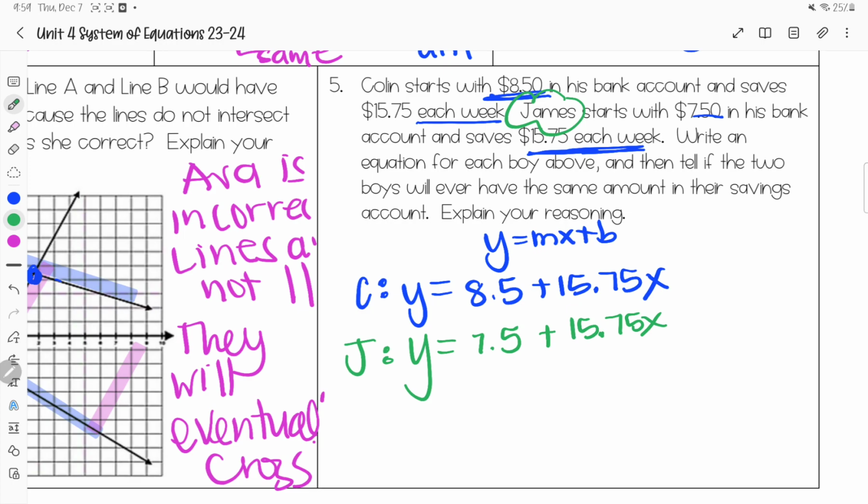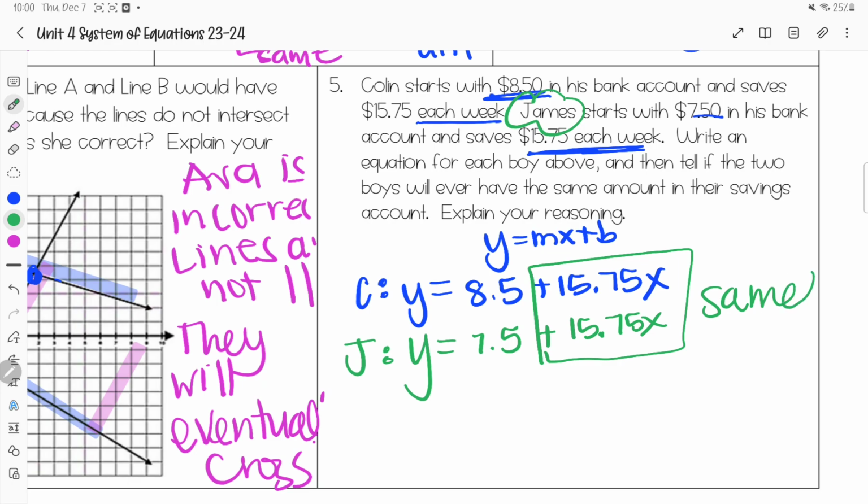And hopefully you're looking at this going, no. We know they're both saving the same amount every single week. So if they started with the same amount, then they would have the same. But will they ever have the same amount? No. Unless James starts saving more or Colin spends, they will never make the same. And the reason is they have the same rate of change.